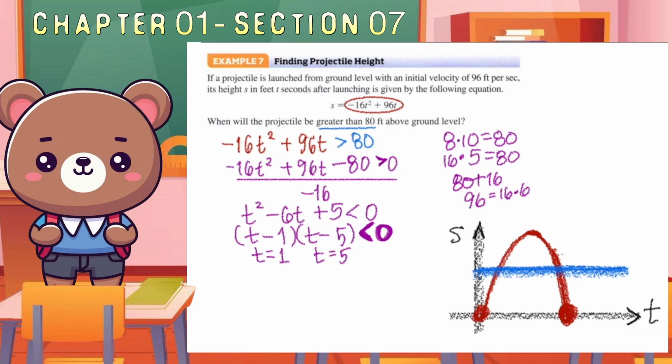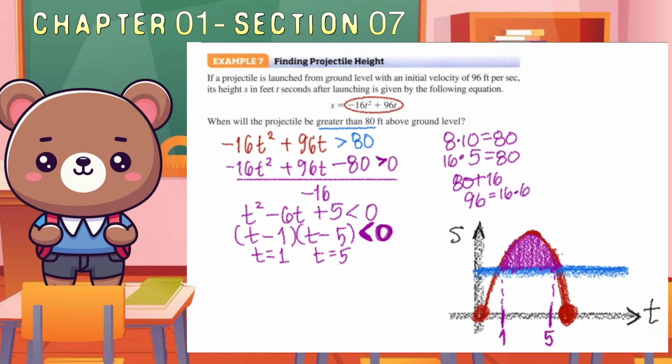When will this projectile be greater than 80? So visually, when does that happen? When is the red graph above that blue graph right there? So what will my answer be? It's going to be from this value until this value. And based on my solving, that's 1 to 5.